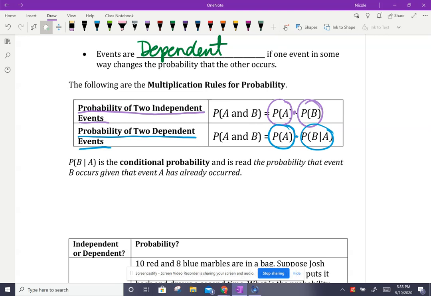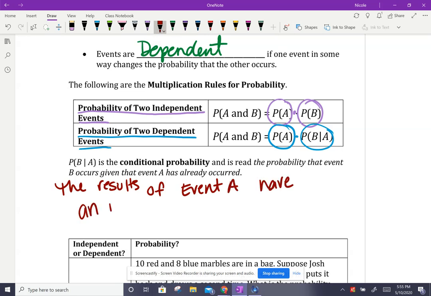The probability of B because of A is the conditional probability, and it is read the probability that event B occurs, given that event A has already occurred. This is saying the results of event A have an impact or effect on event B. So event B can't really happen until event A happens.